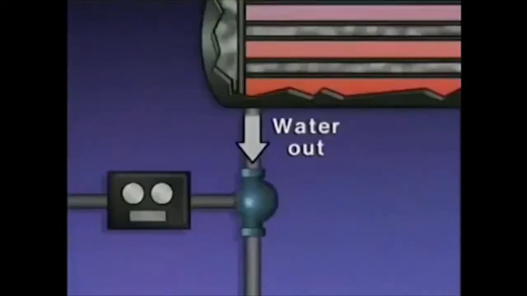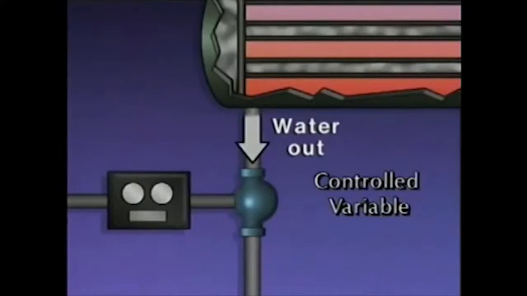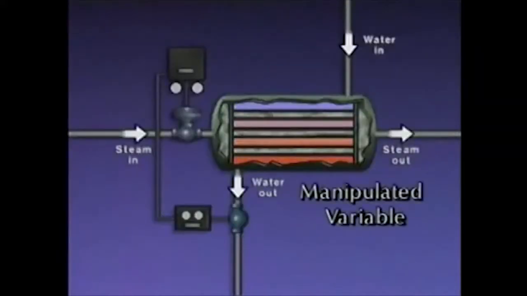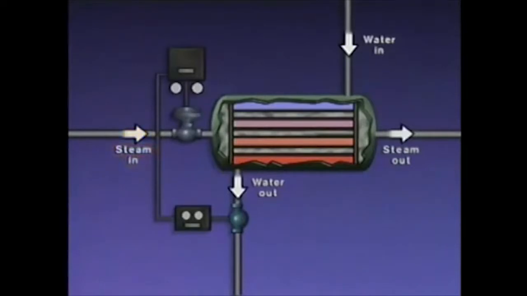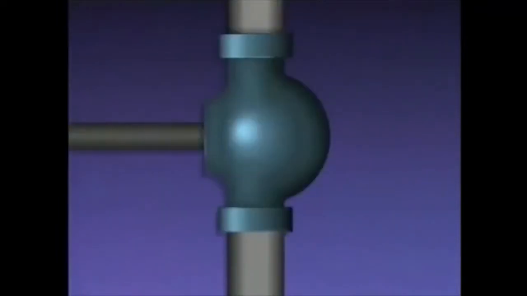The temperature of the water at the outlet of the heater is the control variable of the system. It is also the measured variable because the control system uses it as the basis for making operating changes. The manipulated variable in this system is the inlet steam flow, that is, the steam flow into the heater. It is used to keep the outlet water temperature at the set point.